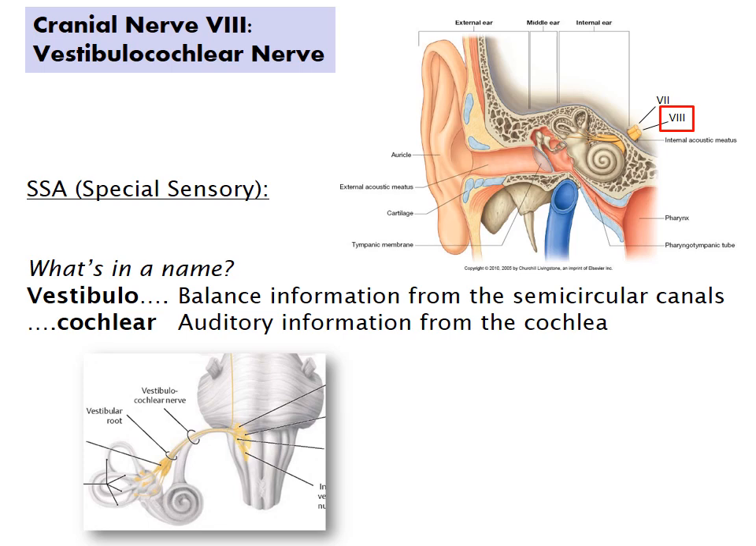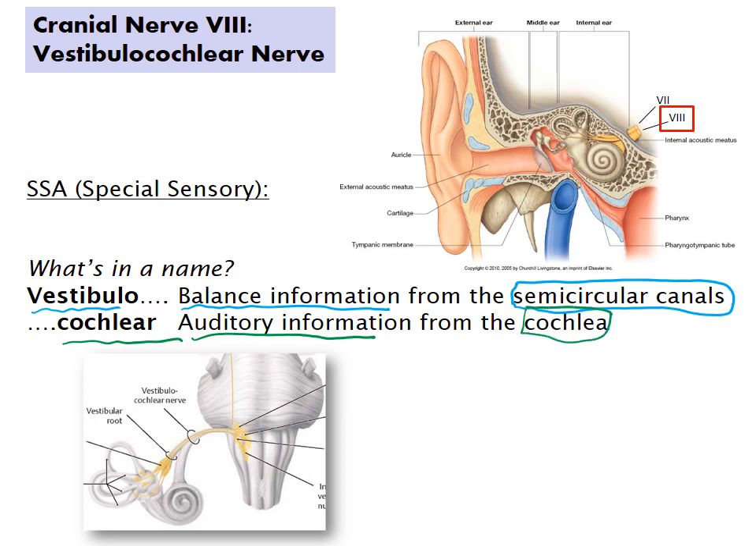So cranial nerve number 8 is the vestibulocochlear nerve. Vestibulo meaning balance information, which will be coming from the semicircular canals, and the cochlea, which is going to be taking auditory information from the cochlea itself. So here we see cranial nerve number 8. It's quite large, and we see it running up against cranial nerve number 7. So they travel together through this internal auditory meatus.